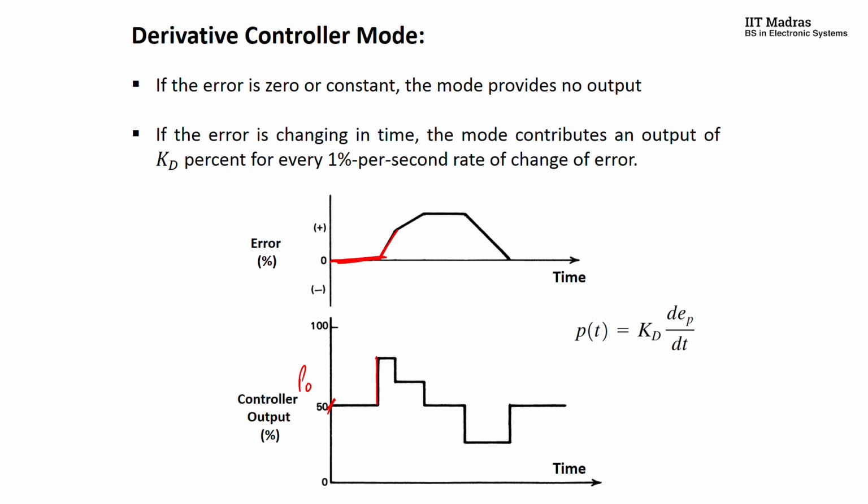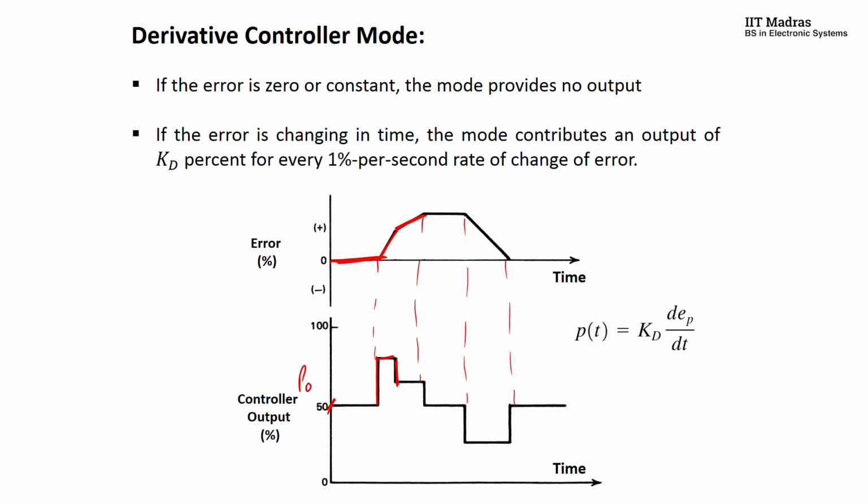You're just taking the derivative of that slope. So Kd into de by dt. So that's what is happening here. Whenever this transition takes place, you would see that there is a step change in the derivative output. So you see there is a decrease in slope here, so from here you have a dip. Similarly, you can see all these plots here.